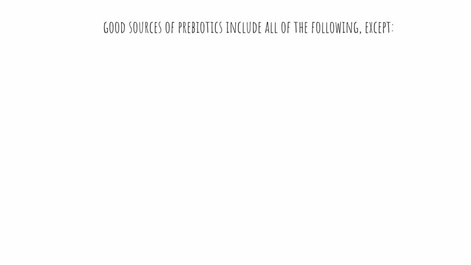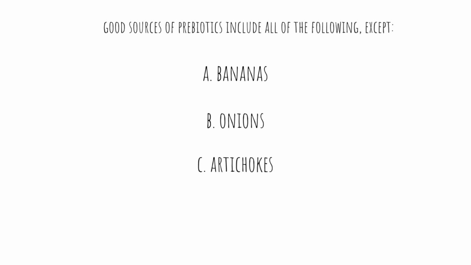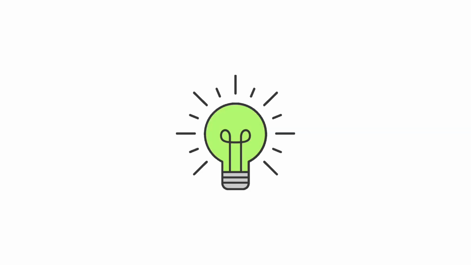Let's do another. Good sources of prebiotic include all of the following except A. Bananas, B. Onions, C. Artichokes, D. Cottage cheese.